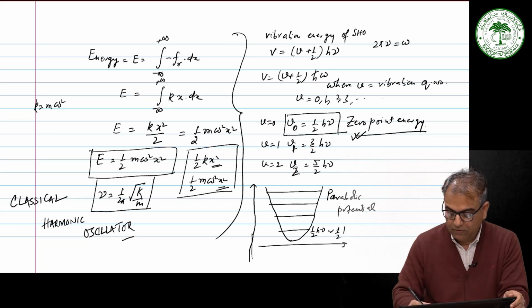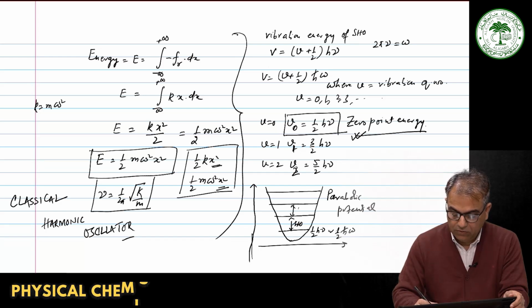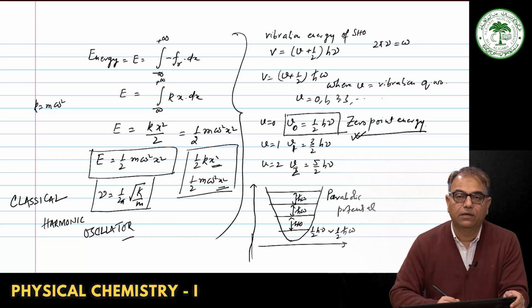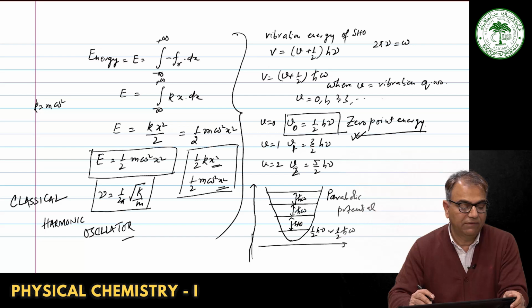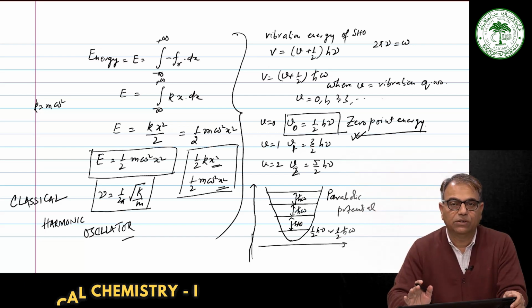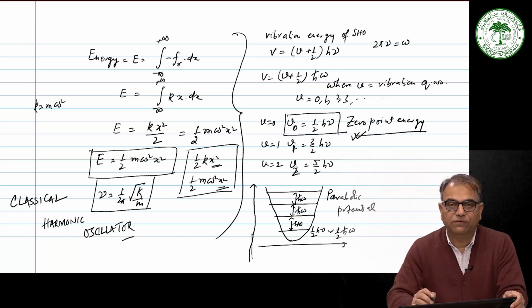The first is half h cross omega, and the difference between any two levels will be h cross into omega. So, you get equidistant, quantized energy levels when you apply the Schrodinger wave equation to a simple harmonic oscillator. The existence of zero point energy is in complete contrast to the classical harmonic oscillator, where you can have zero potential energy.